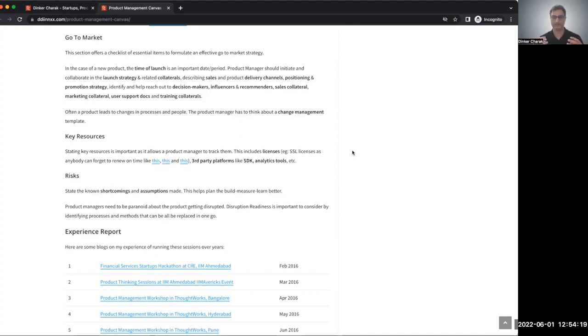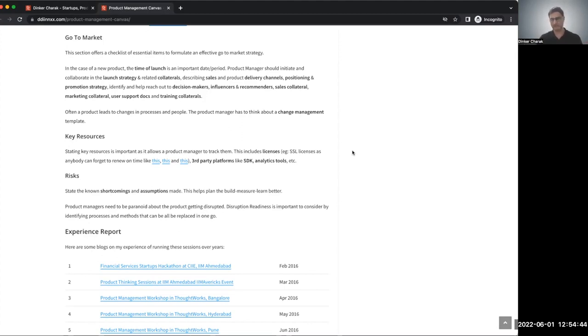Are you going to just launch it on some specific day, some festival, some event? So that should be very clear, so everyone is working towards that date. What would be your launch strategy? What kind of collaterals will you create for the broadcasting? How do you plan to sell it? What kind of collaterals will you give to the sales team?